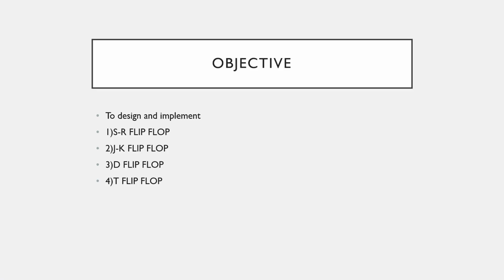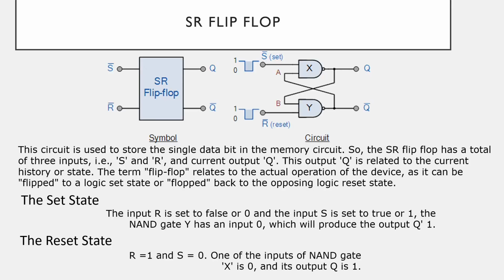Flip-flops. Objective: to design and implement SR flip-flop, JK flip-flop, D flip-flop, and T flip-flop. SR flip-flop. The circuit is used to store the single data bit in the memory circuit, so the SR flip-flop has a total of 3 inputs: S, R, and current output Q.